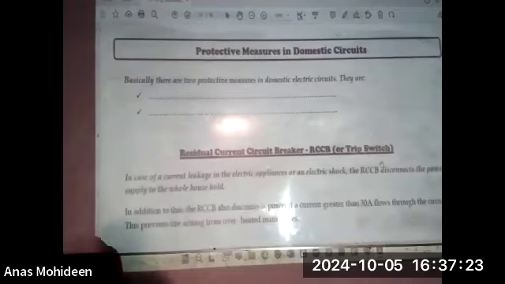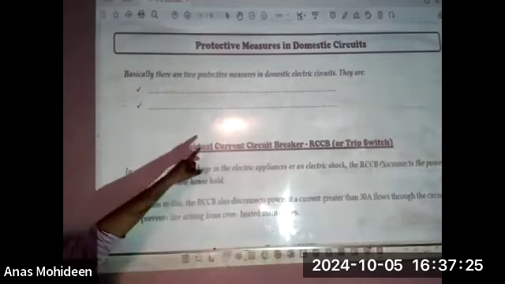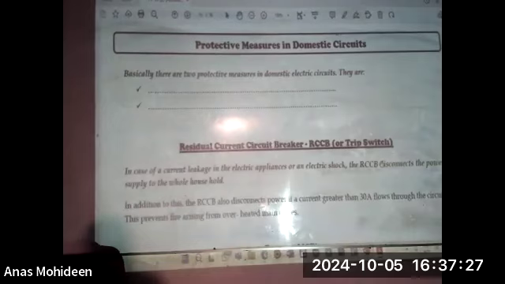Protective measures in domestic circuits. There are two protective measures. Write that down: RCCB, residual current circuit breakers, and MCBs, miniature circuit breakers. RCCB, MCB. RCCB we learned: if there is an electric shock or a current leakage in the electric appliance, the RCCB goes off.